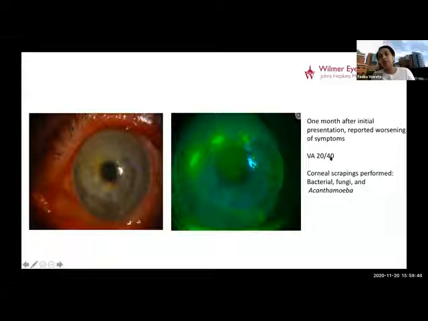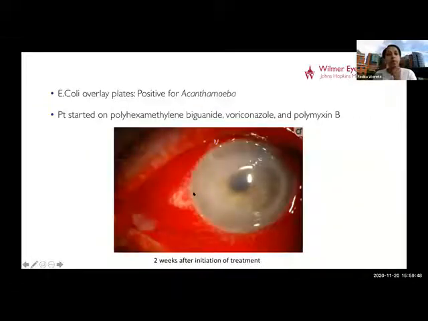And then it was recognized that this could be Acanthamoeba. So the cultures were performed. Within 48 hours, the culture plates were positive, and the patient was started on treatment. But of note, this was over a month after presenting to the initial ophthalmologist.